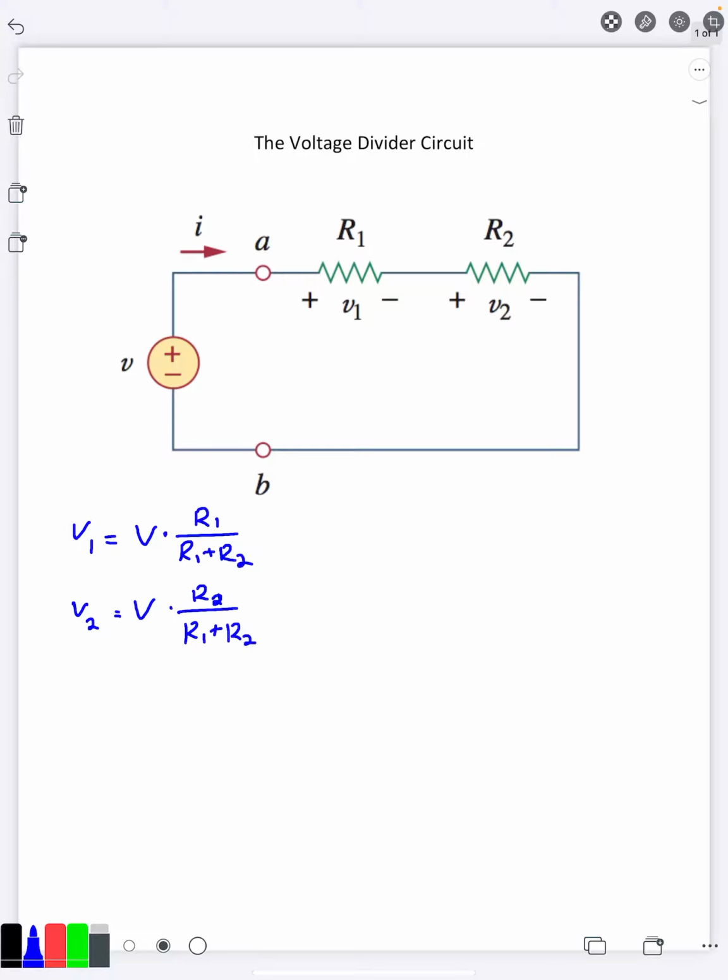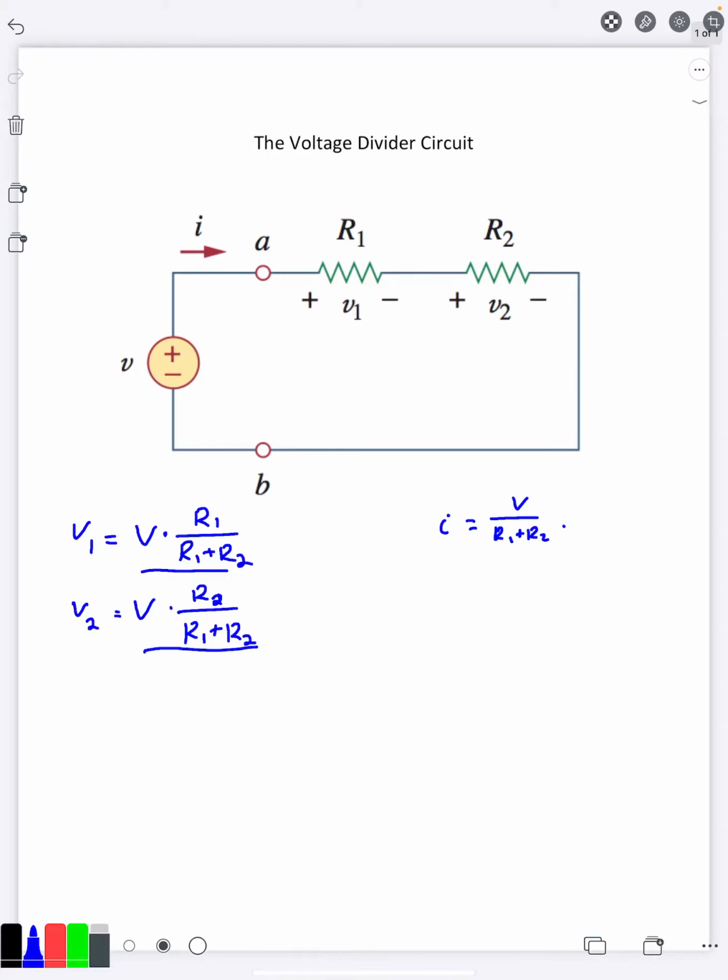In case you're wondering where this comes from, if you just say, well, okay, I know the voltage across here. I know they have a current I, so what is I going to be? It's the total voltage divided by the total resistance. And then if you want to find, by Ohm's law, what is the voltage across the first resistor, you take this current and multiply it by the individual resistor. If you multiply it by R1, you get this. And if you multiply it by R2, you get this.